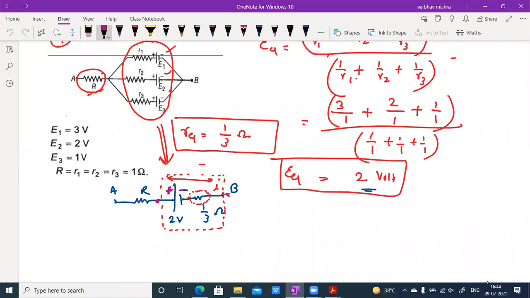Now what do we have to find? What are the values of these three currents I1, I2 and I3? So either we apply Kirchhoff's law or we apply that concept. The formula for potential difference is V minus I into R, and this is equal to VB minus VA. Since there is no current anywhere in this whole circuit, only one battery will come. VB minus VA will be equal to minus 2.